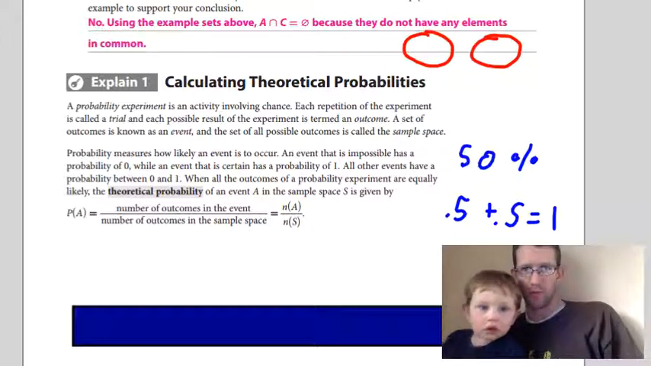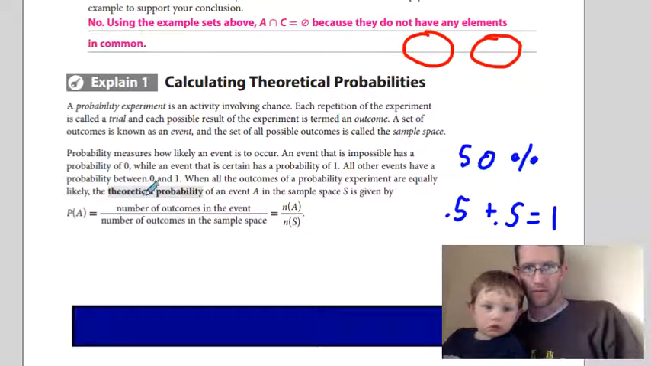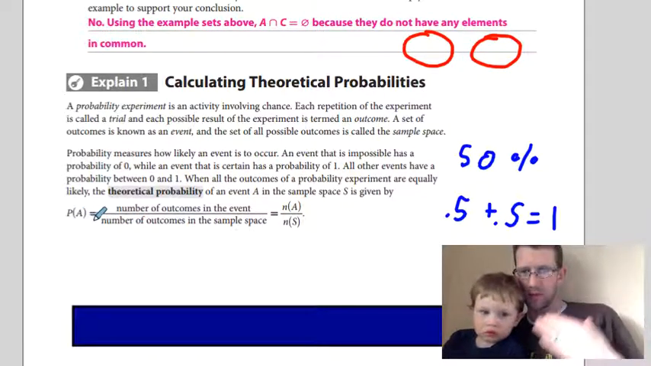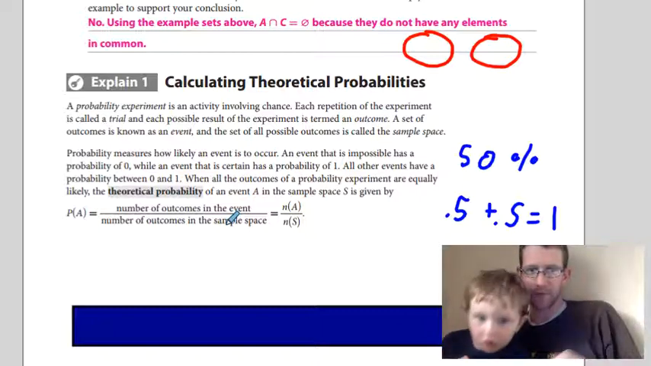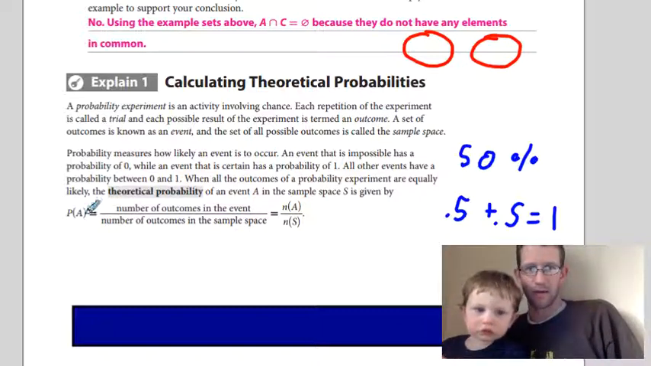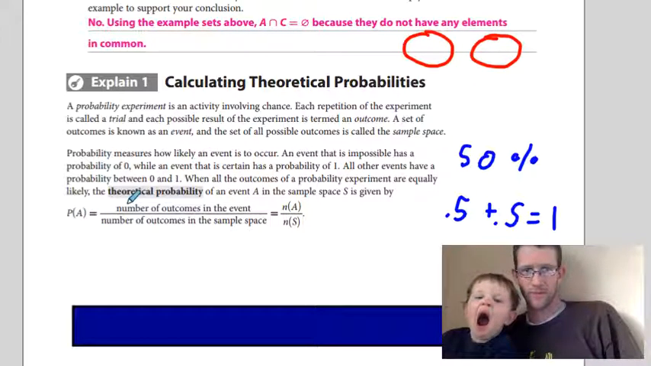We're going to usually use this theoretical probability of an event A in the sample space S. So this only works for things that are equally probable. So again, the dice works, the coin works. These are fair things, right? So the probability of, say, getting heads, or the probability of getting set A, is the number of outcomes in that event A.